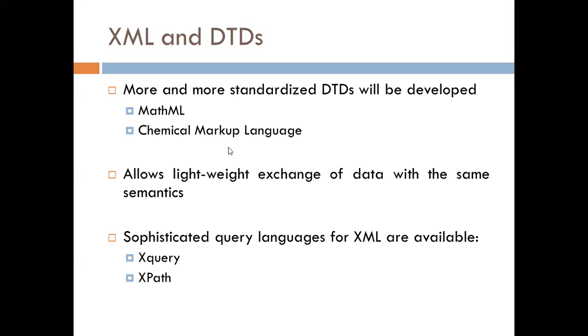More and more standardized DTDs will be developed using some of the languages, like MathML for mathematics and Chemical Markup Language. These are a few well-defined DTDs where the chemical structuring and all those things can be defined. So XML allows lightweight exchange of data with the same semantics. This XML way of representing data is an alternative to databases.